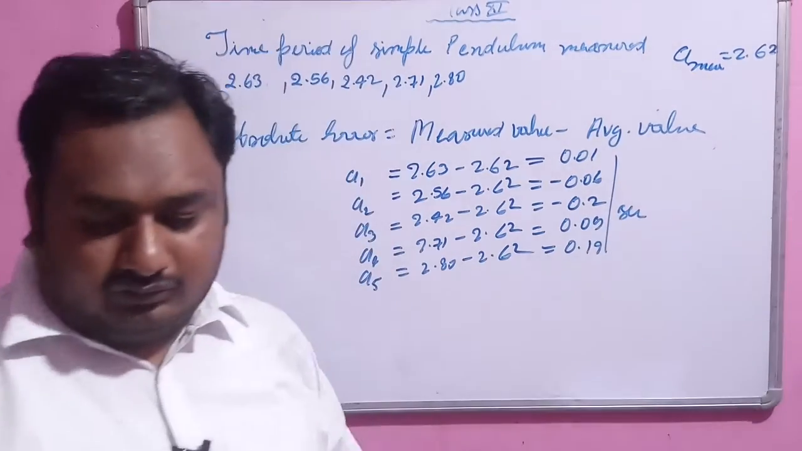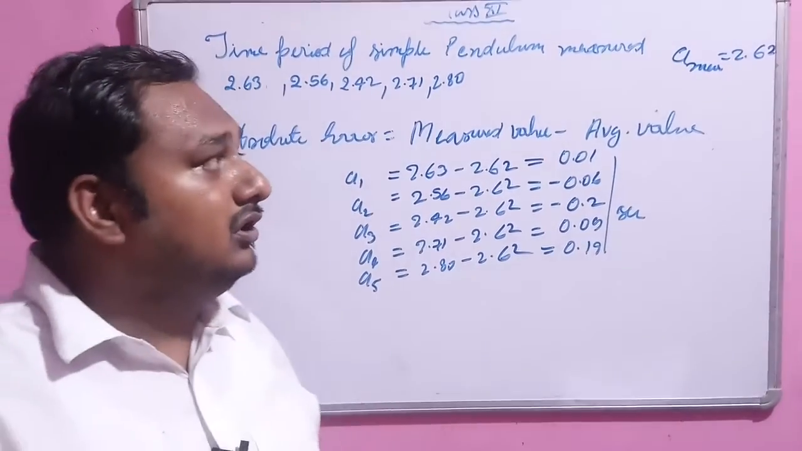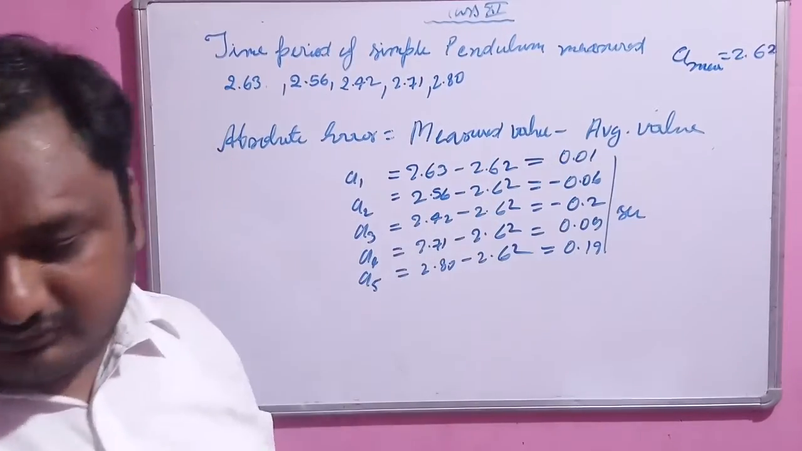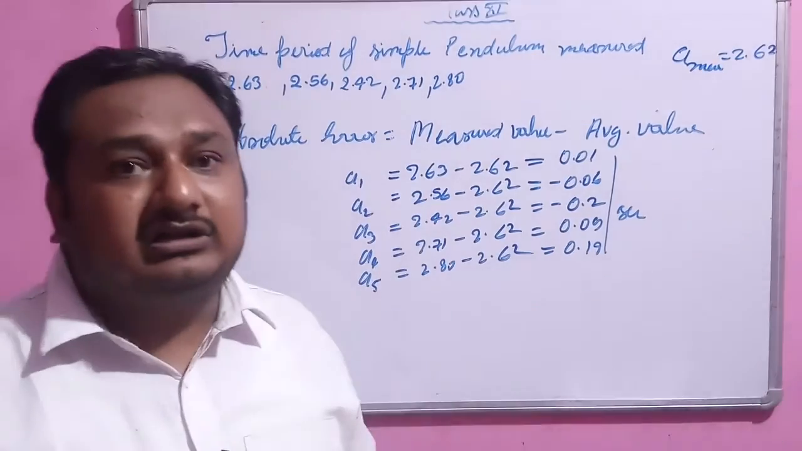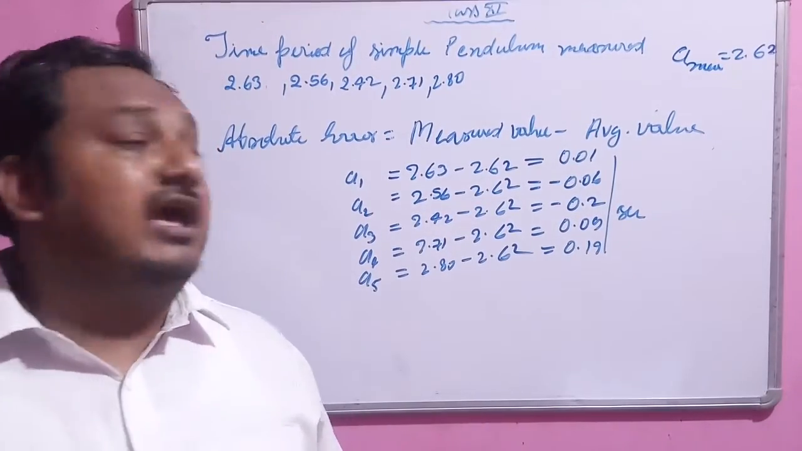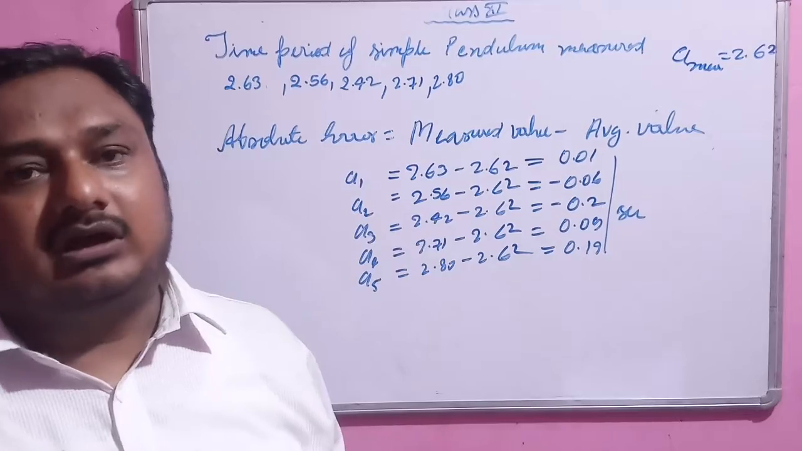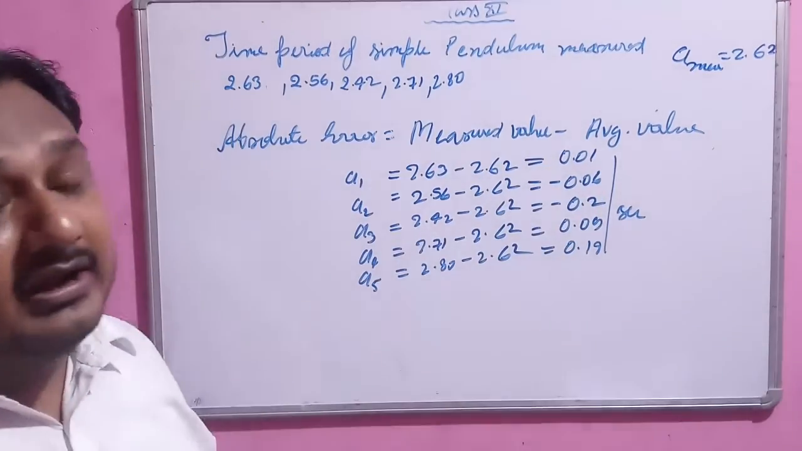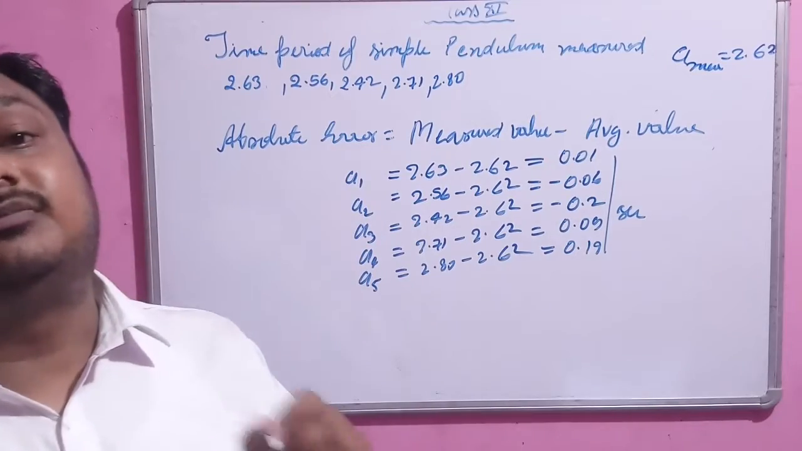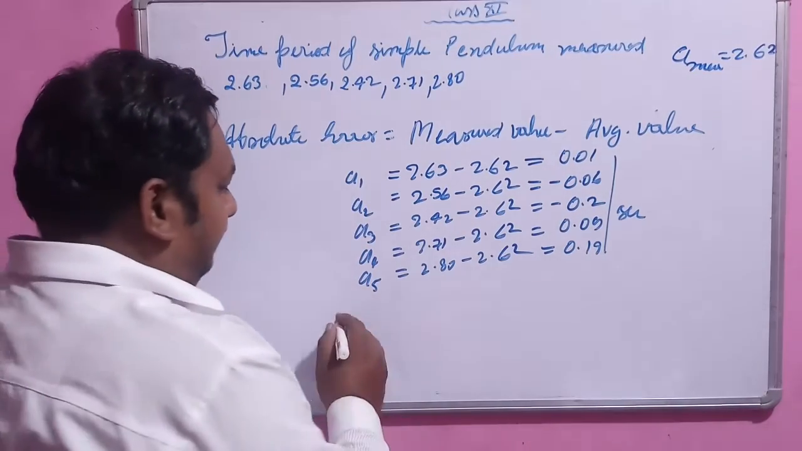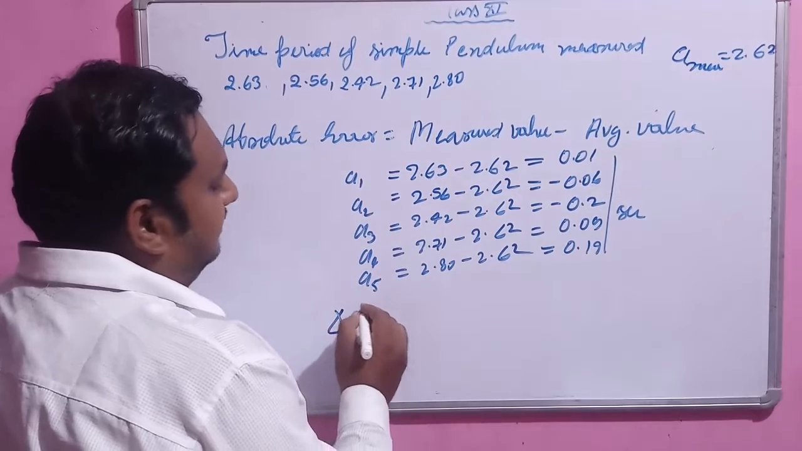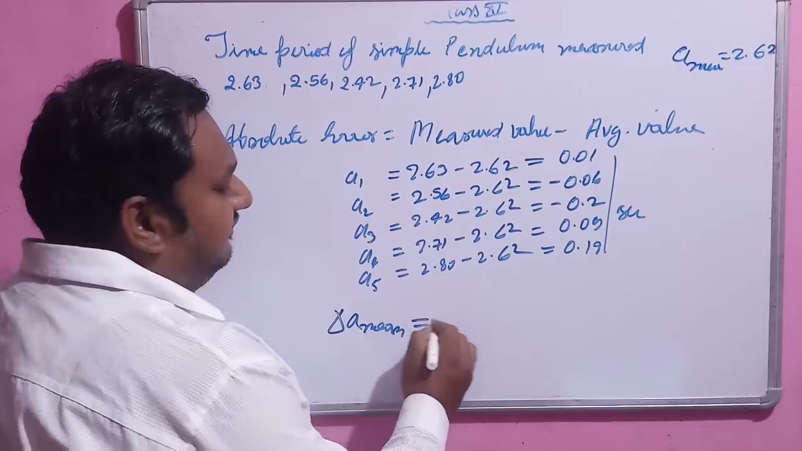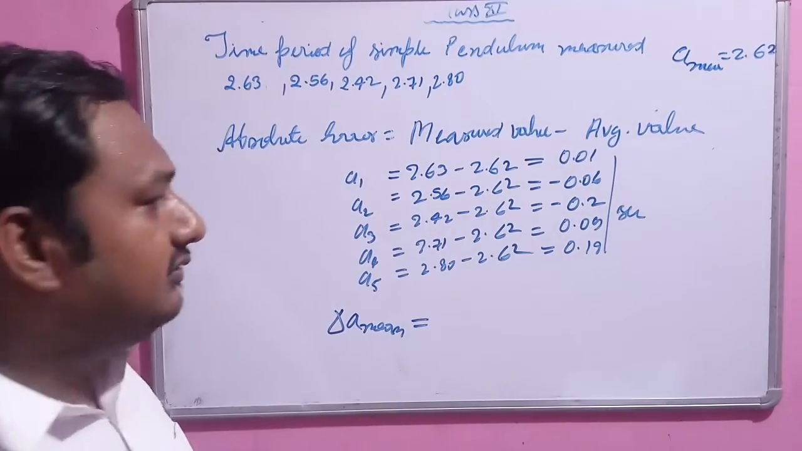So absolute error can be defined as the difference of the measured value minus the average value. Another thing we have to do is find the average of this absolute error, and that is known as the mean absolute error. So what we have to find is delta A mean, the average of the absolute errors. The average of the absolute error is known as the mean absolute error.